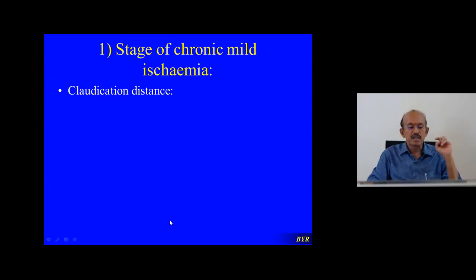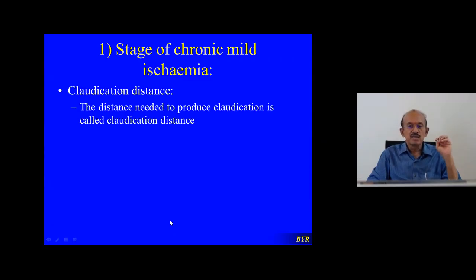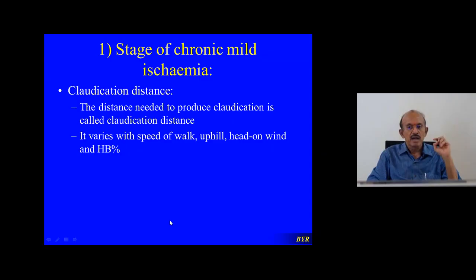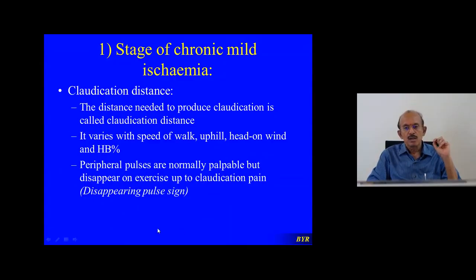Then claudication distance. The distance needed to produce claudication is called claudication distance. It varies with speed of walk, uphill walk, head-on wind, and hemoglobin percentage of the patient. Peripheral pulses are normally palpable but disappear on exercise up to the claudication pain. This is called disappearing pulse sign.